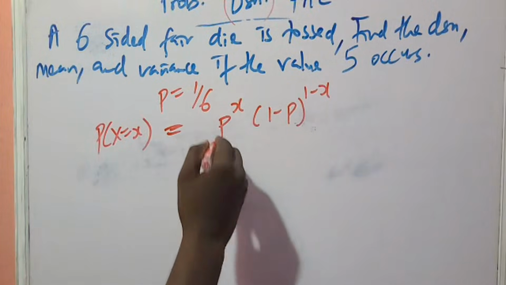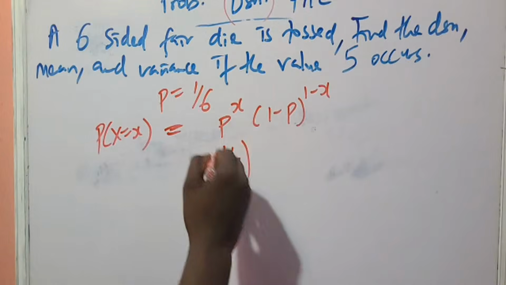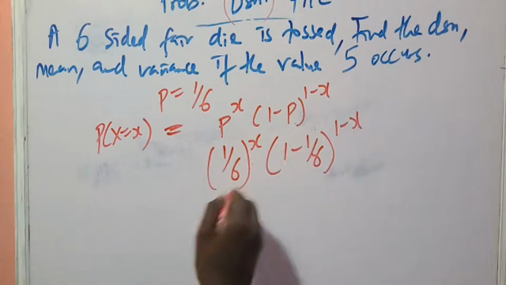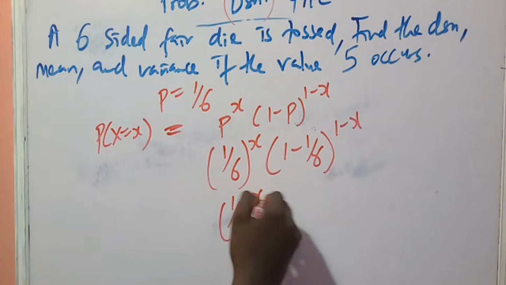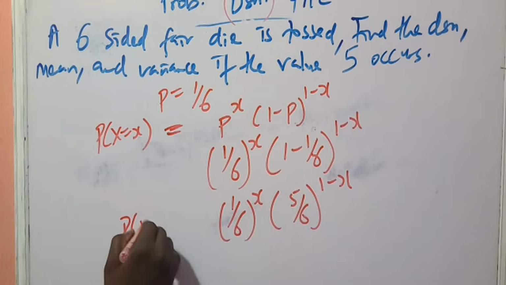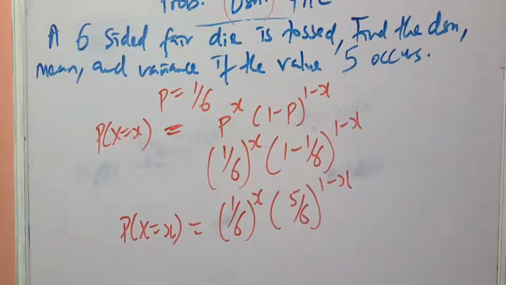So in this case, you can see that this will be (1/6) raised to power x, (1 minus 1/6) raised to power 1 minus x. I have (1/6) raised to power x, (5/6) raised to power 1 minus x. This is the distribution if the value 5 occurs. Now the next question said you should find the mean.